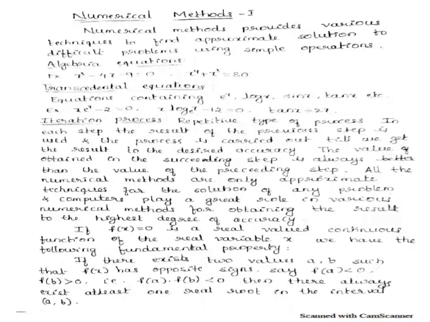Now, consider the equation f of x equals 0, where f is a real valued continuous function of the real variable x. We have the following fundamental property. If there exist two values a and b such that f of x has opposite signs, that is f of a less than 0 and f of b greater than 0, such that f of a into f of b is less than 0, then there always exists at least one real root in the interval a comma b.